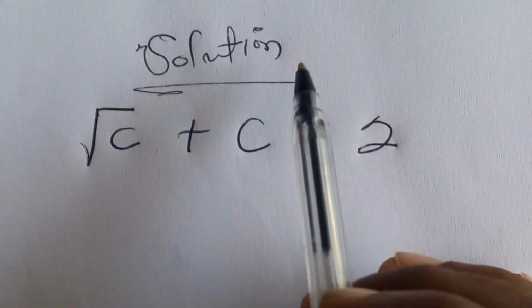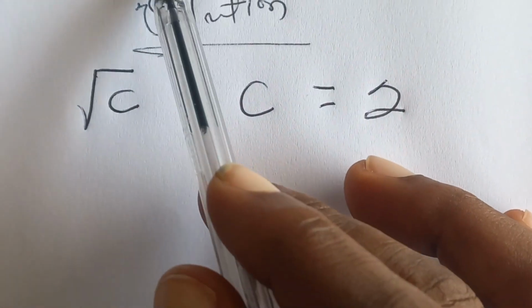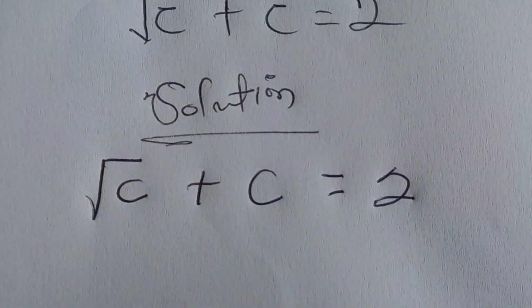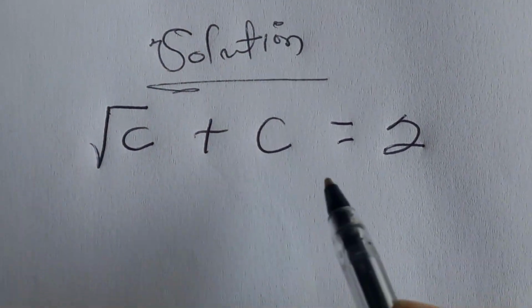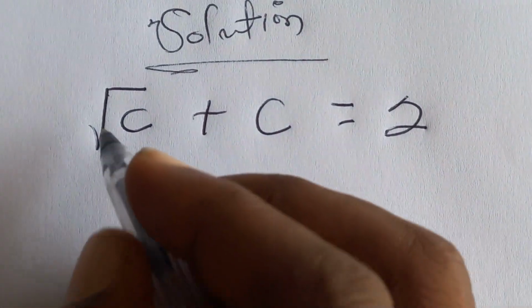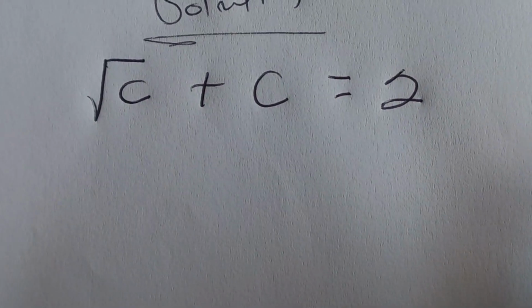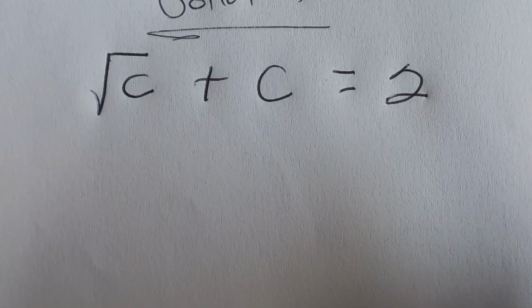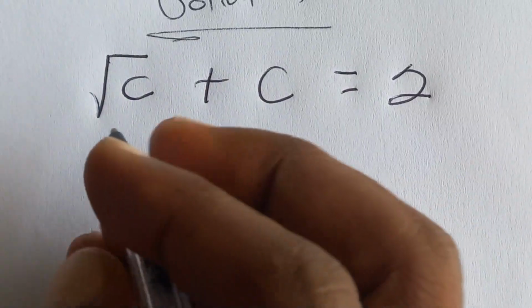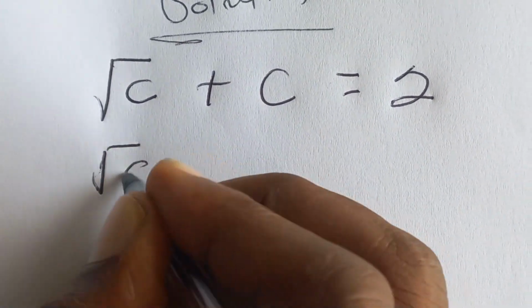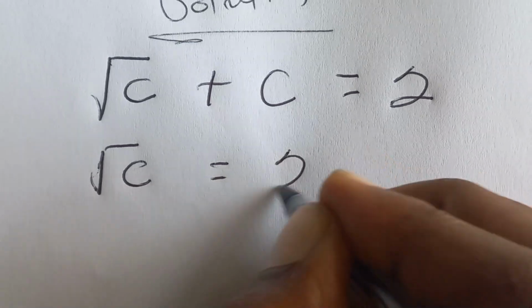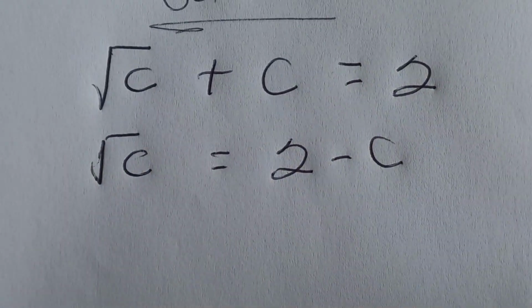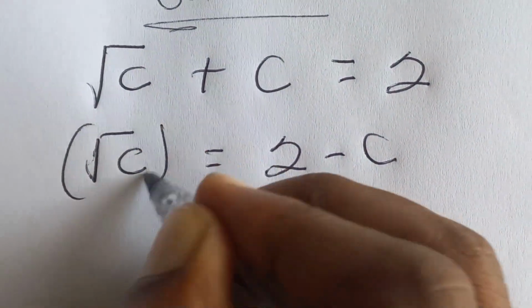So today we are solving for C, if square root of C plus C is equal to 2. So with this, from here we can decide to square both sides of the equation, or simplify this and square it. So from here you can get square root of C is equal to 2 minus C, like this. So squaring both sides, like this.